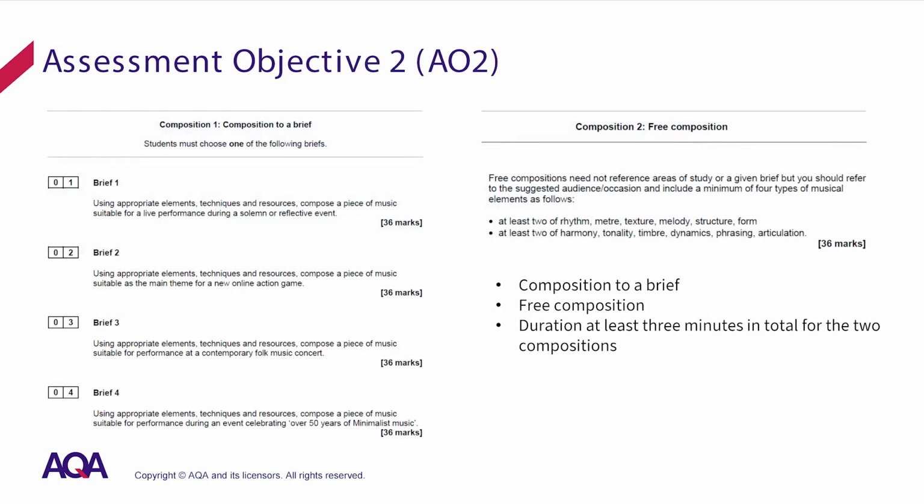For each composition, candidates should submit a complete recording, a score or lead sheet or annotation, the candidate record form including a programme note of around 150 words identifying the compositional intention, the intended audience or occasion, details of the software and hardware used in the compositional process, and the types of musical elements selected for assessment.